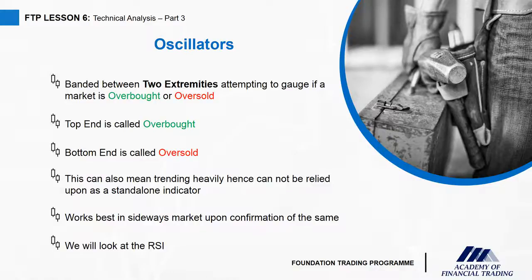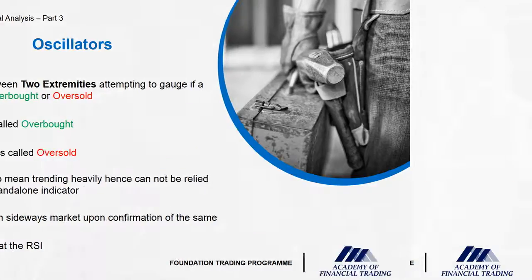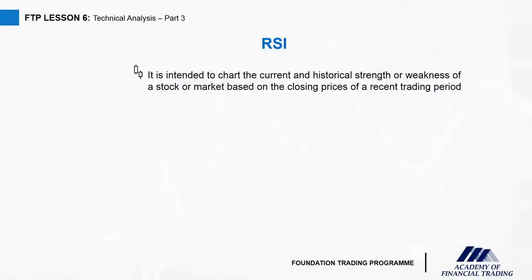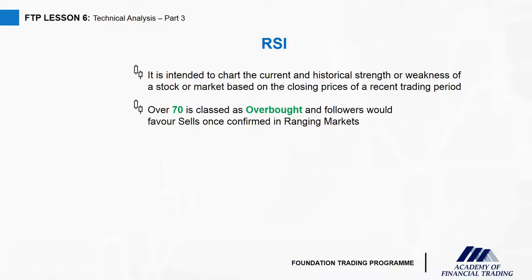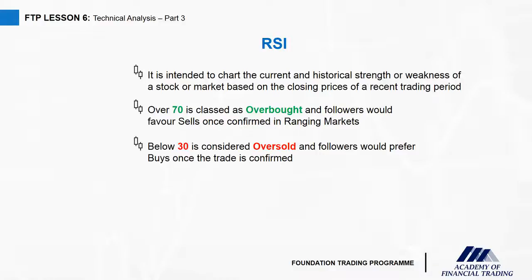So let's have a little bit more of a look at the RSI one. It's just intended to chart the current and historical strength or weaknesses of a market based on closing prices of a recent trading period. Now again, this all sounds very technical and confusing, but don't get too hung up on it, right? Because we're going to show you just very quickly how it's measured and what it influences, and how you would use it.